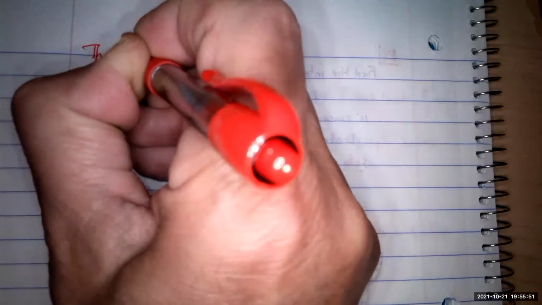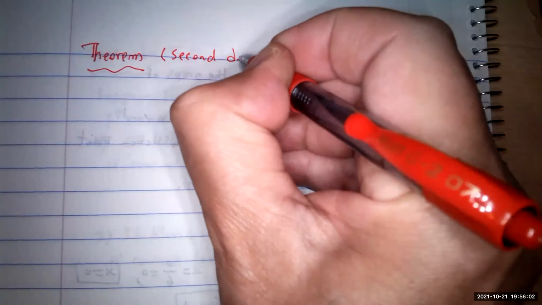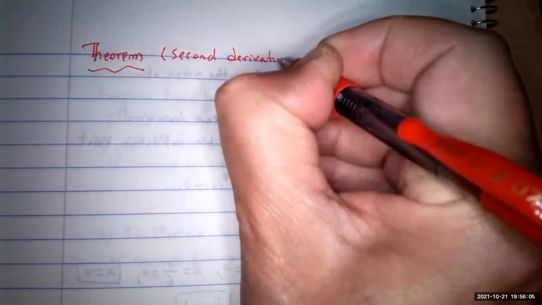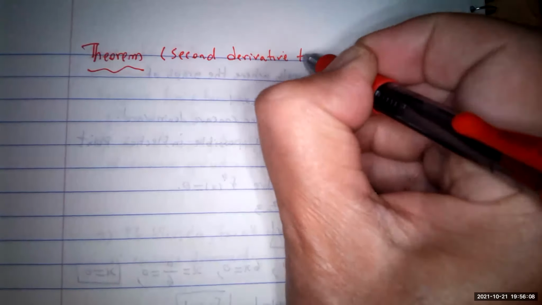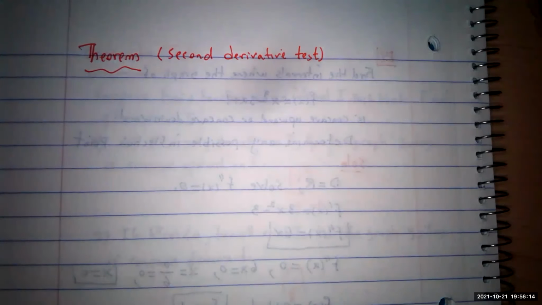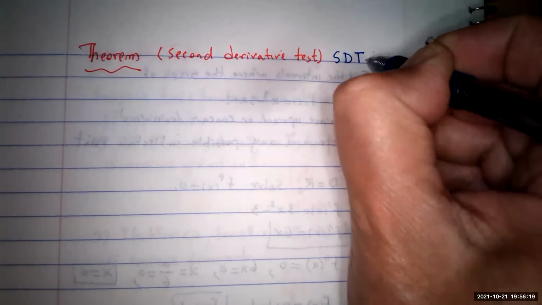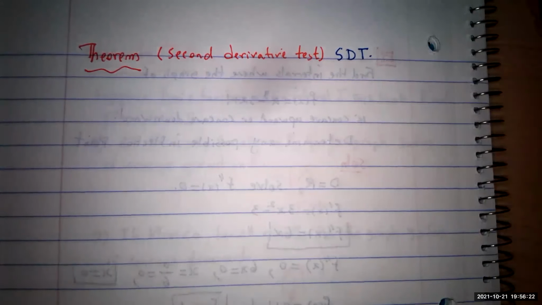So, theorem: second derivative test, which we abbreviate as the second derivative test. Now, what is this test? We have a critical value and we want to test it. Your function needs to be twice differentiable, because you have to go to F double prime.